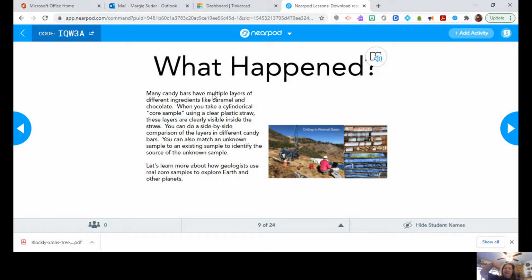When I take that cylindrical core sample using the straw, I can see all the layers. And when I put those candy core samples side by side, I can tell that the samples are different from one another. The layers are different thicknesses, different colors, different ways that they were put together. So this is how geologists figure out information about the Earth. They take core samples.